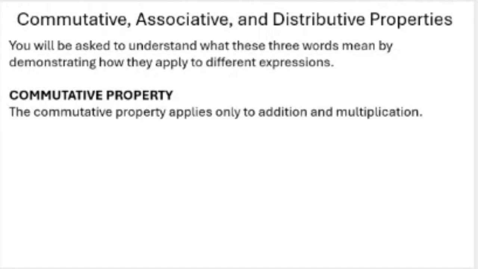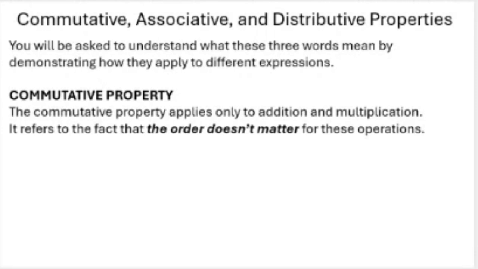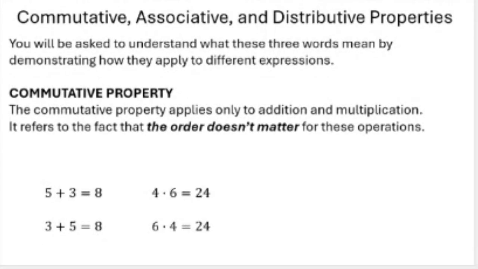So commutative property first. It applies only to addition and multiplication. It is not true for the other operations, subtraction and division. The commutative property simply refers to the fact that the order doesn't matter when you're adding or multiplying. So 5 plus 3 is 8, and 3 plus 5 is also 8. They're the same. That is the commutative property. That's all it means, that the order you add things in doesn't matter, or the order you multiply things in doesn't matter. 4 times 6 and 6 times 4 are both equal to 24.